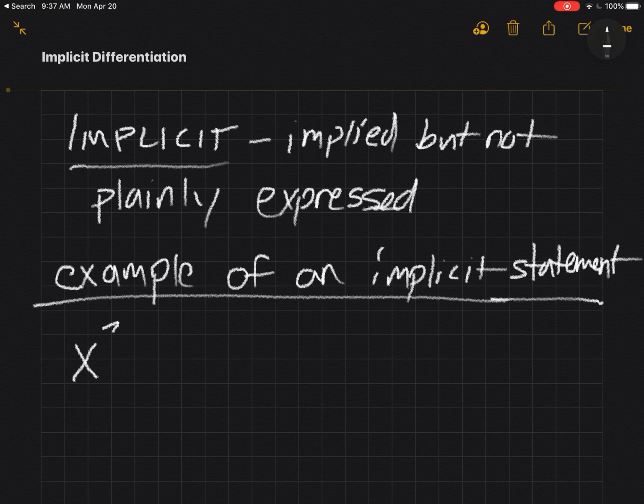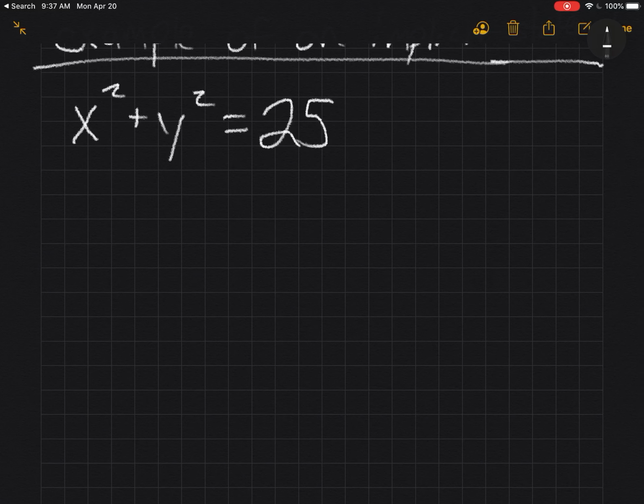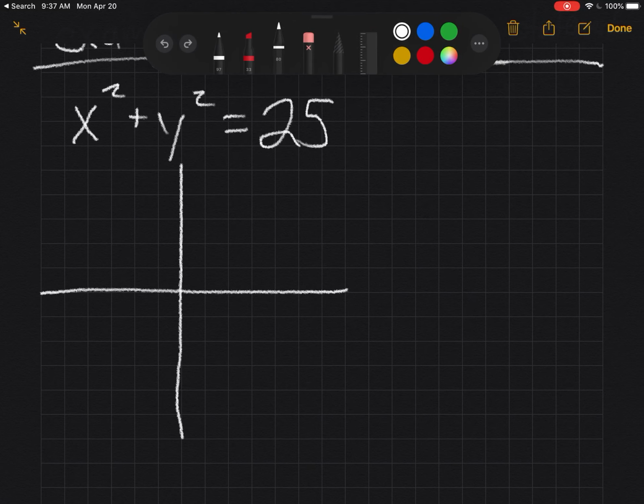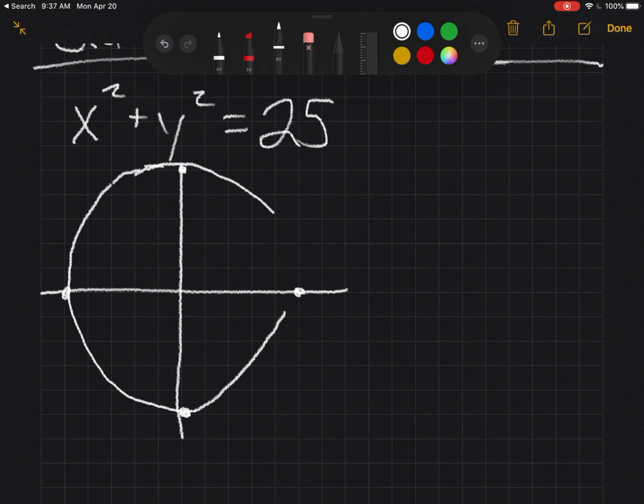So let's look at an example of an implicit function, or an implicit statement in math. I'll say statement rather than function because I'm going to show you a circle. So let's say we have x squared plus y squared is equal to 25. Now this is the graph of a circle. Let's go ahead and give it a quick sketch. It has a radius of 5.